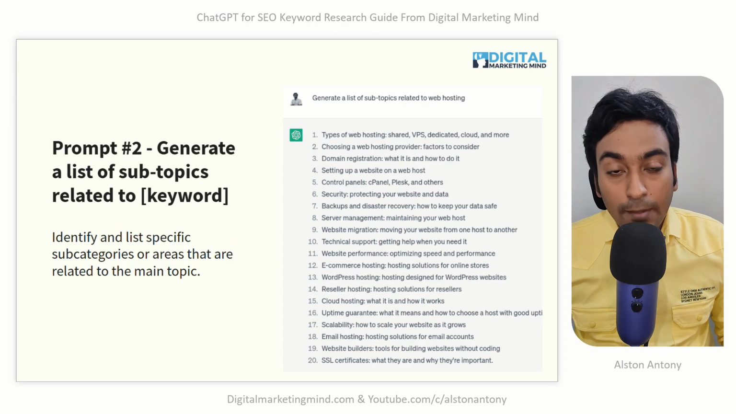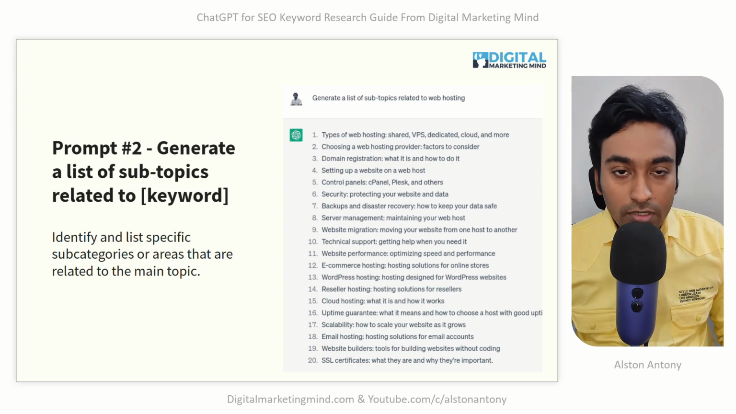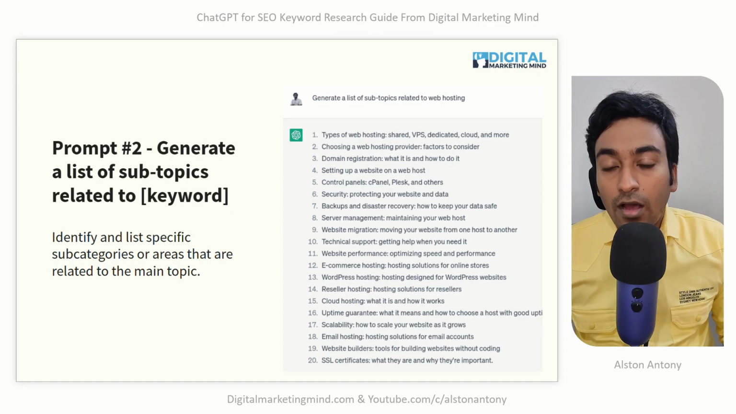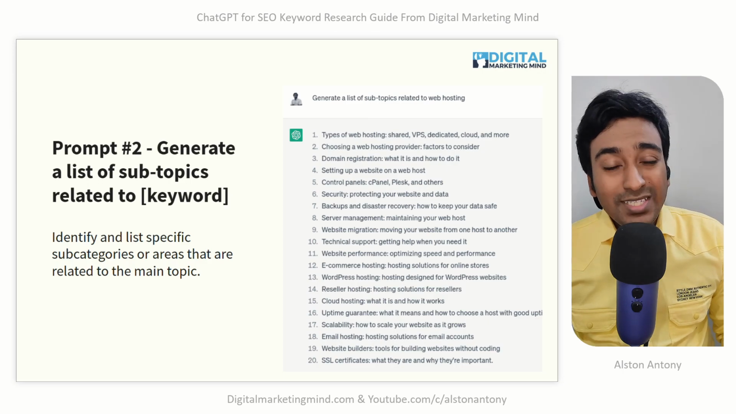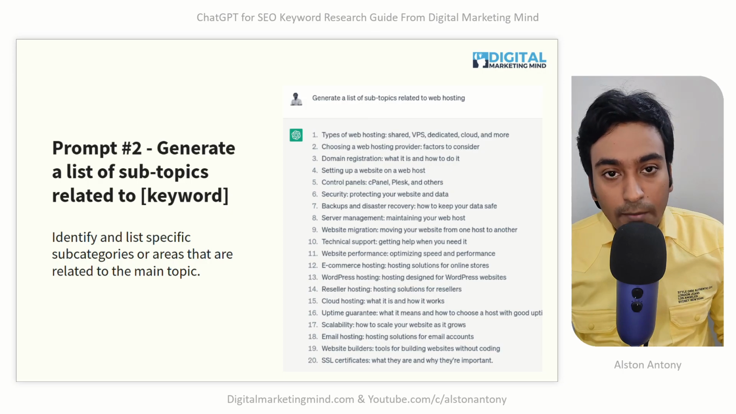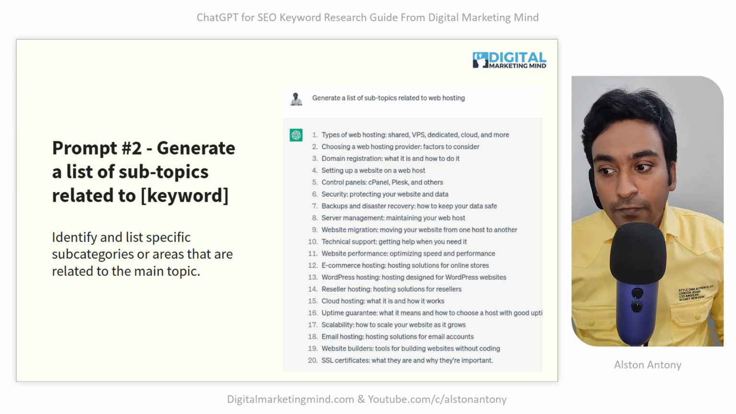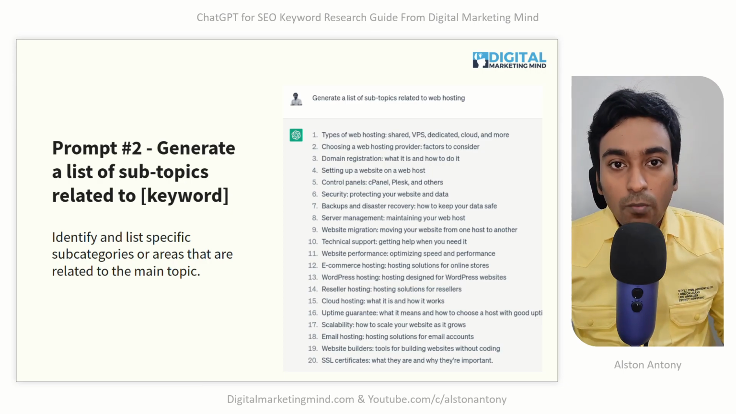The second one, prompt 2, is generate a list of subtopics related to keyword. Here we are asking ChatGPT to give subtopics for a keyword. We are not just asking for keyword ideas, but we are asking it to niche down on our main keyword, where we will be identifying many relevant targets in the same industry, but on a sub level, not just overall. So this is really good to drill down on your keyword research process and identify various subtopics within your main keyword.